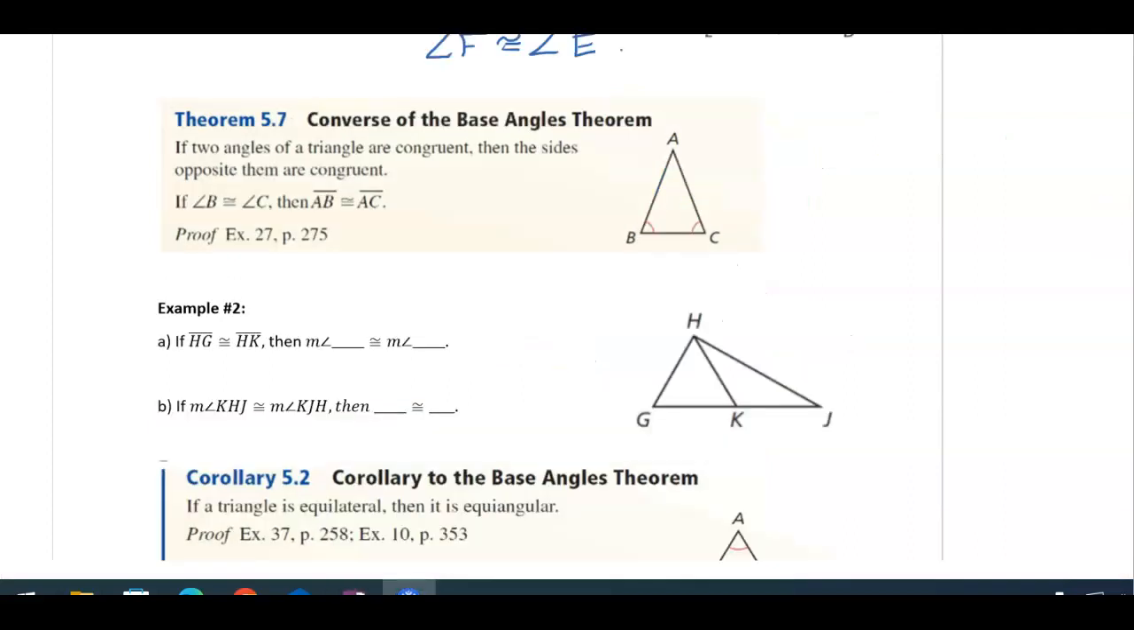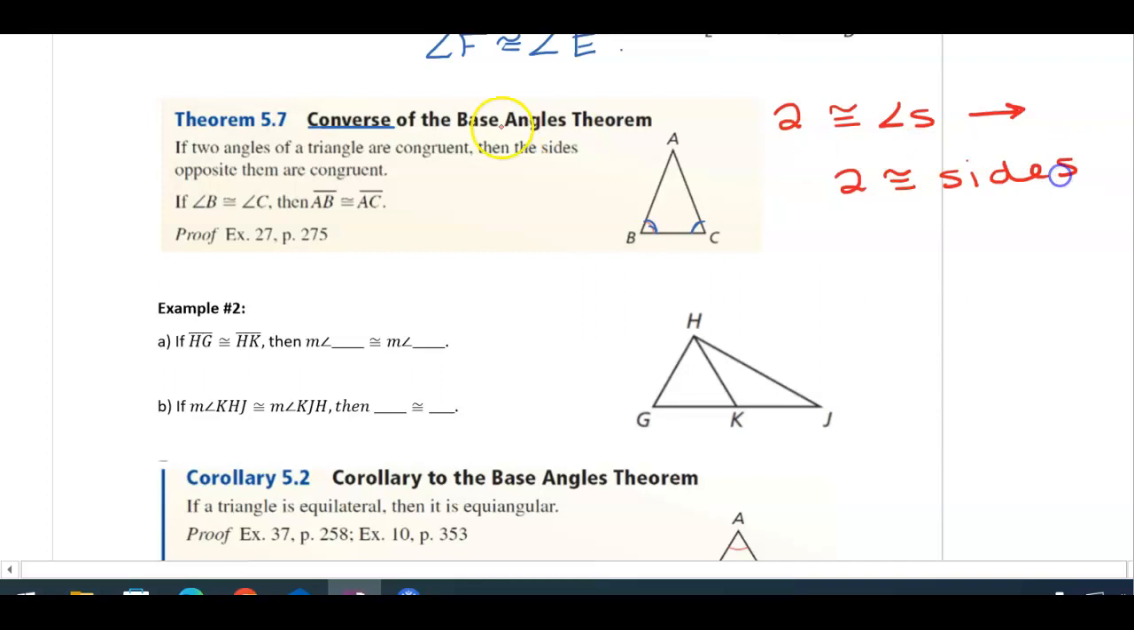All right, base angles converse theorem. Remember, the converse is when I flip the hypothesis and the conclusion. This tells me that if I know two angles are congruent, then I have two congruent sides. The way I know which sides are congruent is, once again, the opposite sides. So in this case, AB would be congruent to AC.